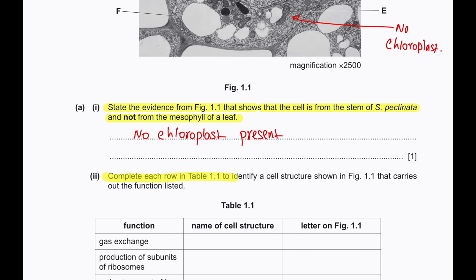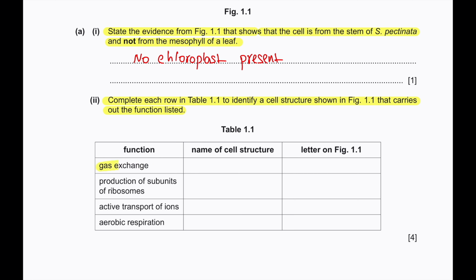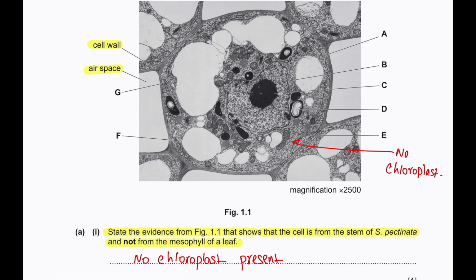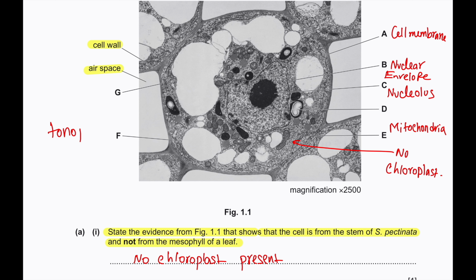Complete each row in table 1.1 to identify a cell structure shown in figure 1.1 that carries out the function listed. Gas exchange. Name of the cell structure that does gas exchange. So first of all, let's label the structures that we see in this particular diagram. Structure A is the cell membrane. Structure B is the nuclear envelope or nucleus. Structure C is the nucleolus. Structure D could be starch molecule. Structure E is definitely mitochondria. F is like a tonoplast or a vacuolar membrane.